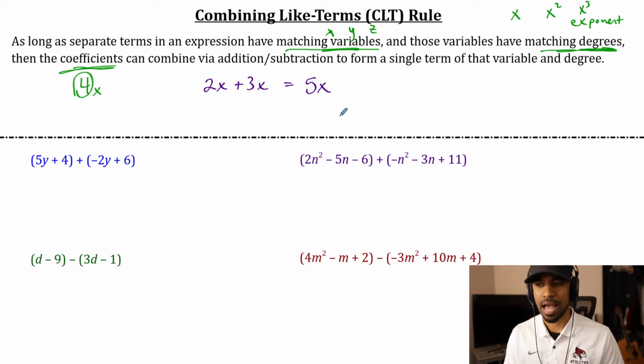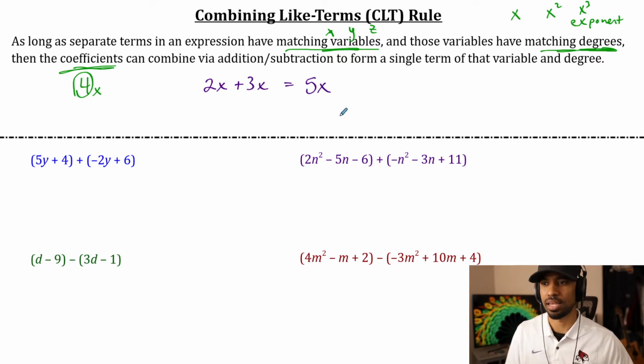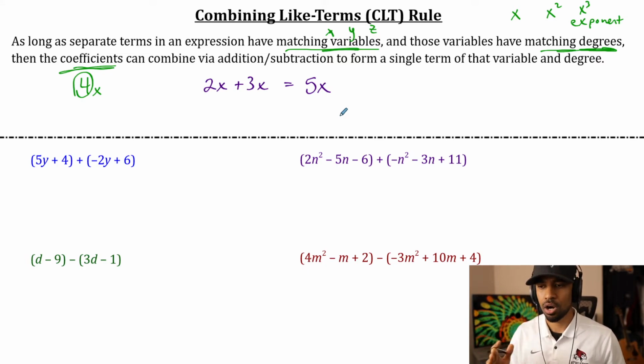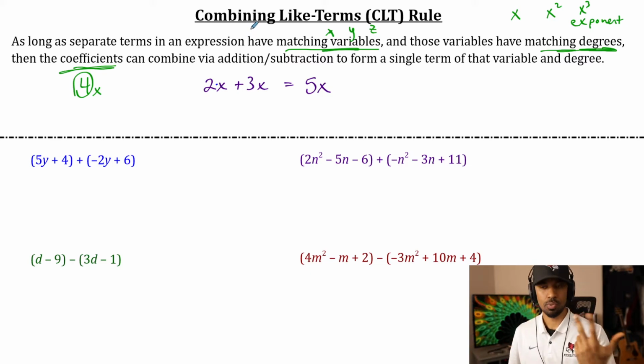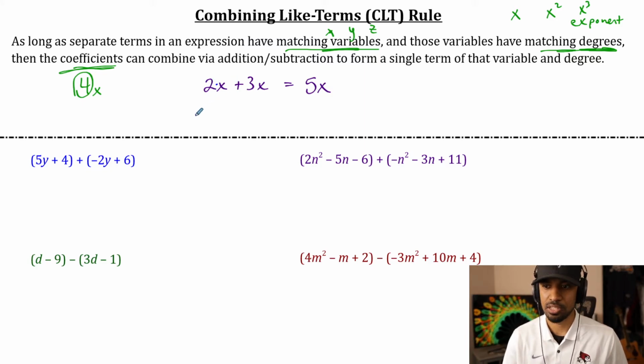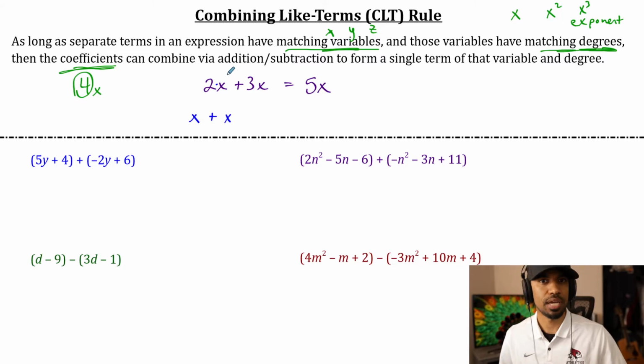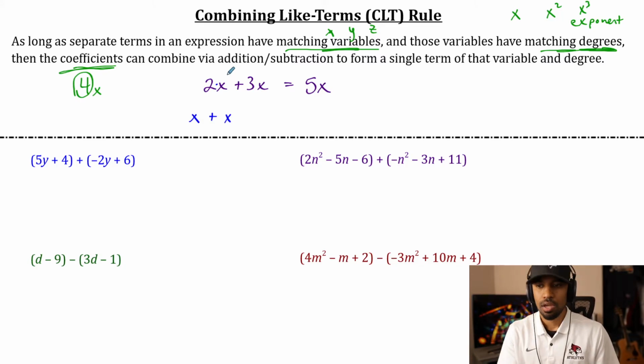Now, why is this allowed? How does this work? Why are we doing this, and why does it make sense? Well, think about it this way. 2x means 2 times x, and 2 times something means something added to itself twice. That means 2 times x means x plus x. I'm adding one x with another x. Just like 2 times 3 is 3 plus 3.